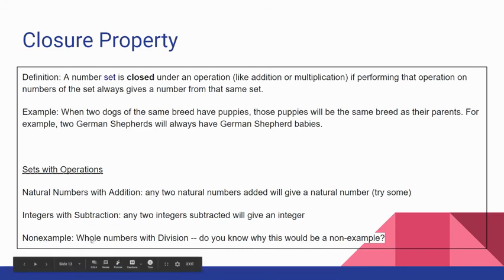A non-example would be if you had whole numbers and you try to divide them. So division can often create decimals or fractions if it doesn't divide nicely. A quick example would be 11 divided by 3. 11 and 3 are both whole numbers, but they do not divide nicely. You are not going to get another whole number answer when you divide them. So that's why it's not closed.